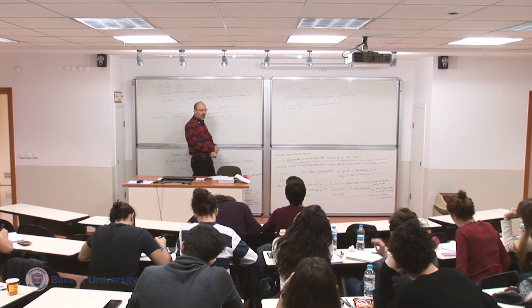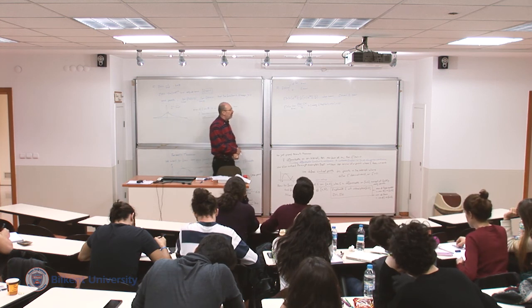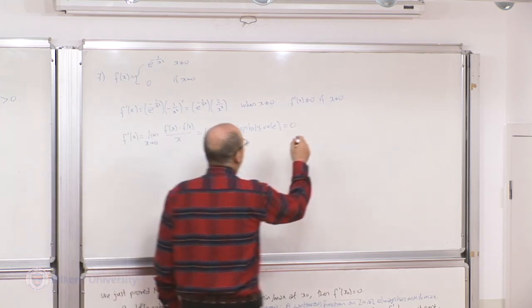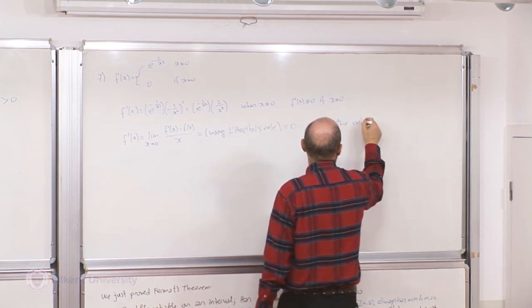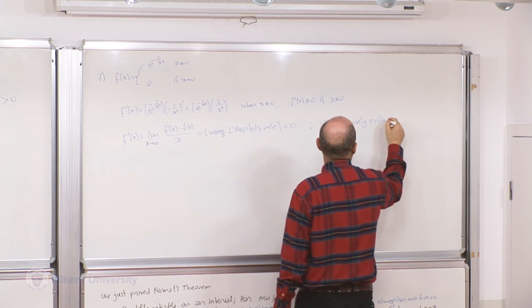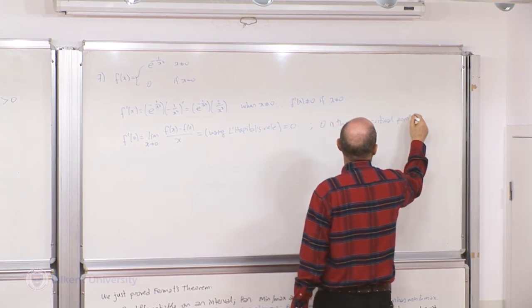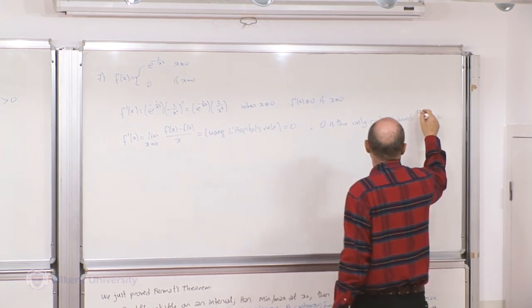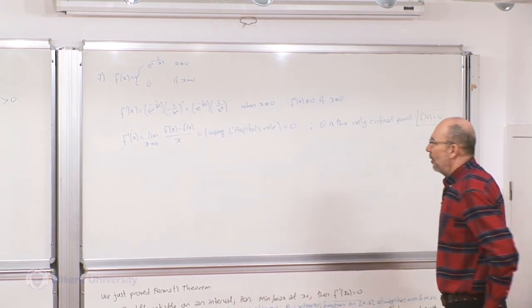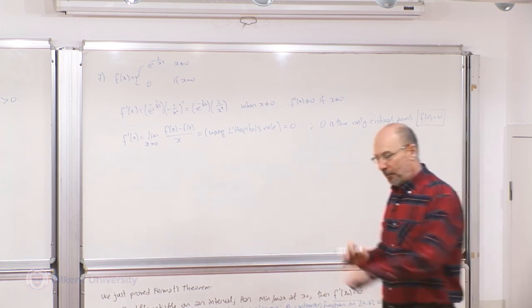Okay, so this is our function. We have only one critical point. 0 is the only critical point. So I calculate f of 0. It is given as 0. So this is the number. So the endpoints now. Okay.